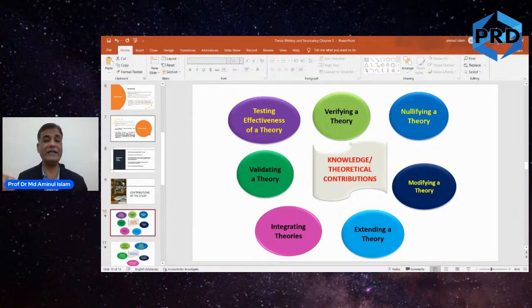When I say extending a theory, you are talking about a new independent variable being introduced, or you are introducing a mediating or moderating variable. Integrating is when you take variables from two or three theories and develop a new, integrated framework, right? So one of it has to be there. One of it must be there, my brothers and sisters, in the contribution of this study. This gives you your PhD. This entitles you to get the PhD.